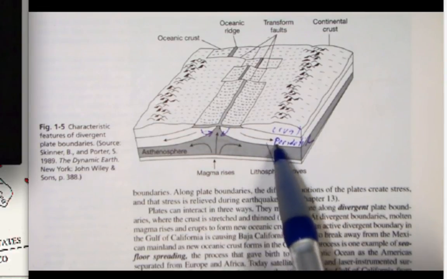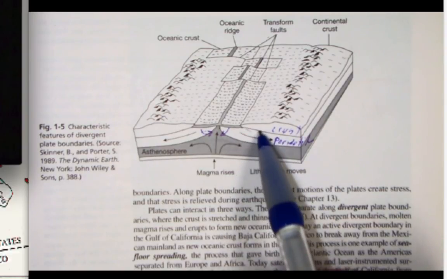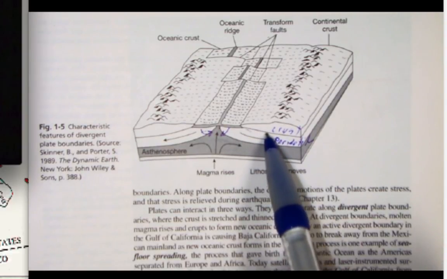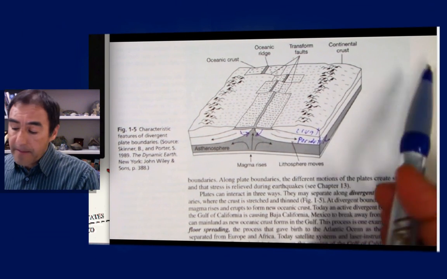Here I have the peridotite mantle and the crust up here. So that line right there is a separation between crust and mantle. And you should remember that line is called the Moho. Well, let's stop here and we'll continue later on.